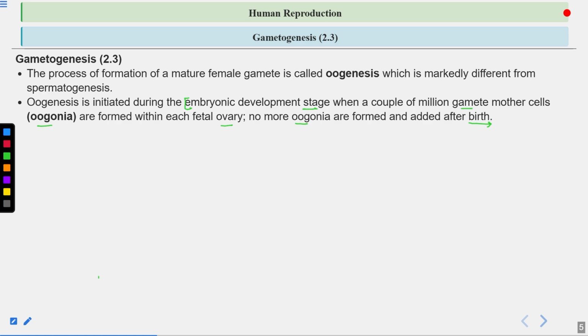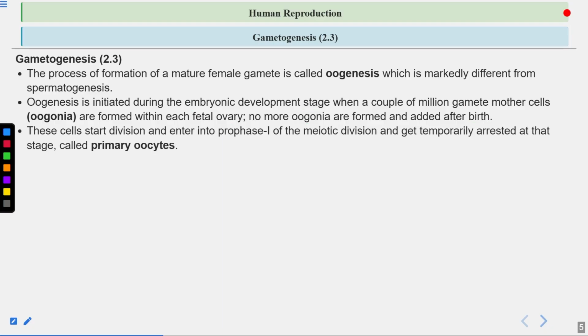This is also a major difference between spermatogenesis and oogenesis. Spermatogenesis, or sperm formation, starts in the males at puberty, when the males attain puberty. But oogenesis starts in the fetal stage. Now, these oogonia start dividing and enter into prophase 1 of meiosis, the meiotic division, and get temporarily arrested at that stage, called the primary oocyte. So this is the answer to why the eggs are released in the females after puberty.